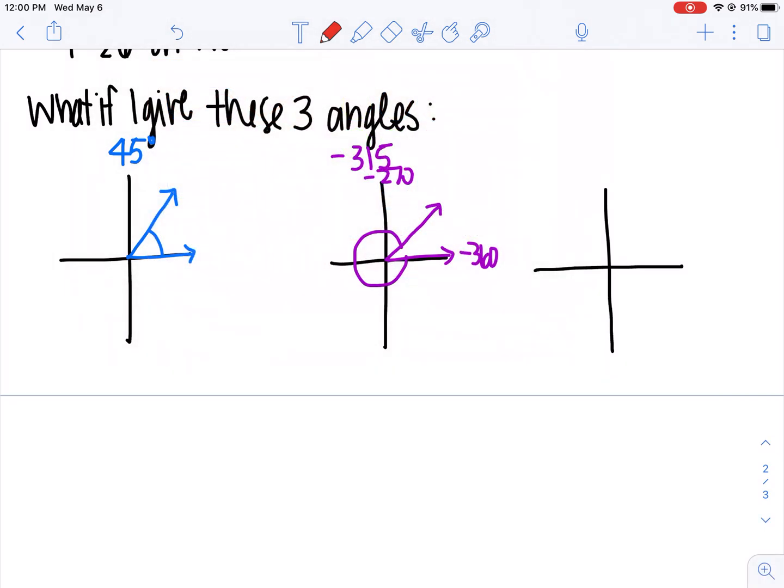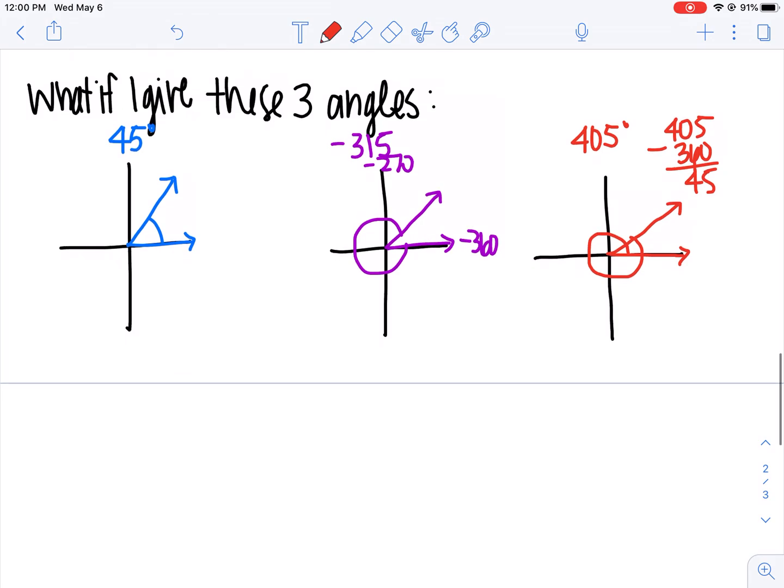And then I've got 405, which is a little bit different because if you think about it, there's only 360 degrees on a circle. So I have to think about, I know I have to go around 360 degrees. So I'm going to do 405 minus 360 to figure out what the other number is. And that's going to give me 45. So I'm going to go around the circle once, and then I'm going to end at 45 degrees. The question is, what do you notice about each of these?